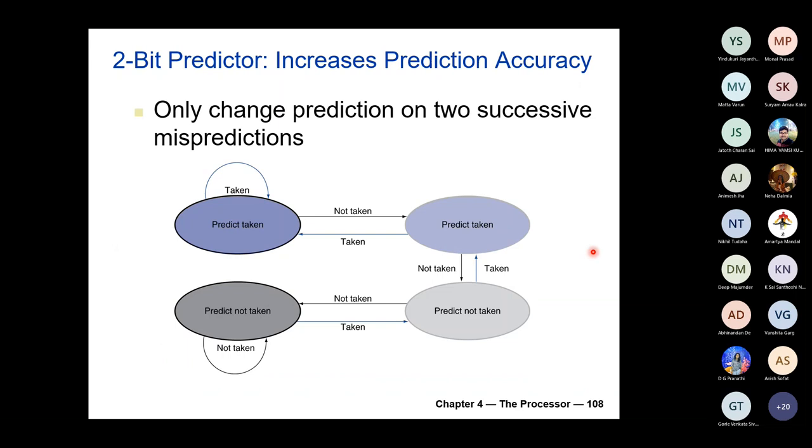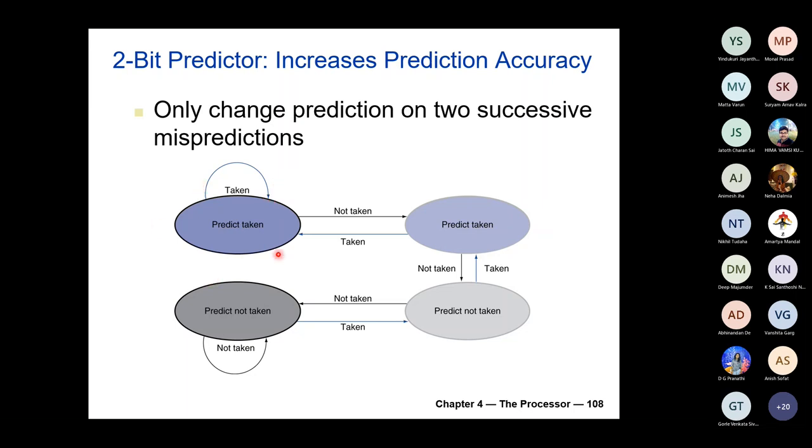In 2-bit prediction, obviously this increases prediction accuracy because you keep track of the previous status and the last but one status as well. And here you change the prediction status only on 2 successive mispredictions. This is the diagram, the finite state machine, that represents the behavior of the 2-bit predictor.